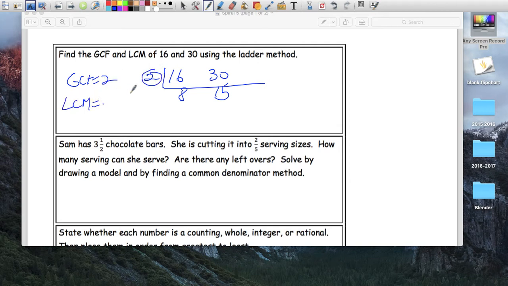LCM is going to be the product of these three numbers. It forms sort of like an L. 2 times 8 times 15, and that is going to equal 240.